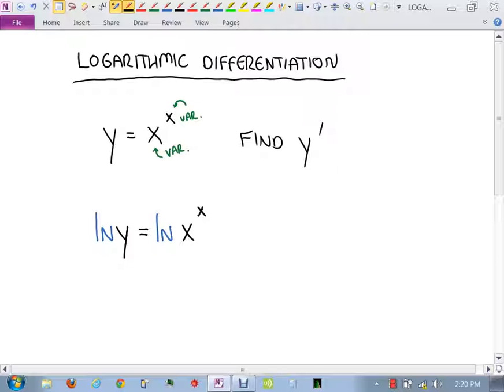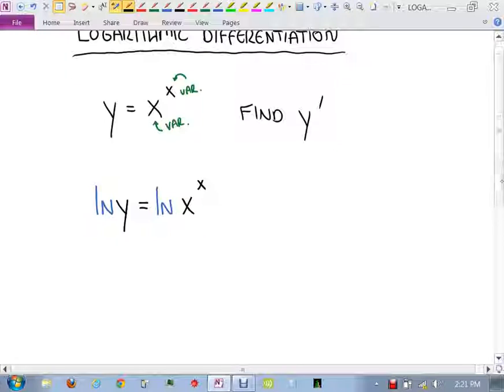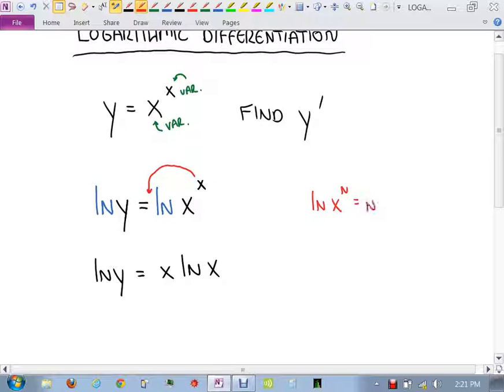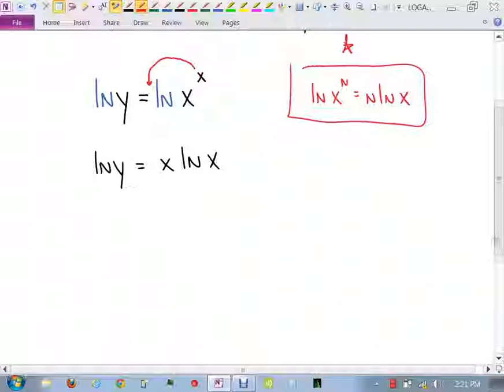What am I trying to get at again, though? I'm trying to find y prime. Keep that in mind. I'm going to now take that x and pop it out, using the property that the natural log of x to the n can pop out. Very, very nice formula, a property of logs. So I'm treating that x like it was a power, and I'm pulling it out in front. Is that all right? We're okay with this?